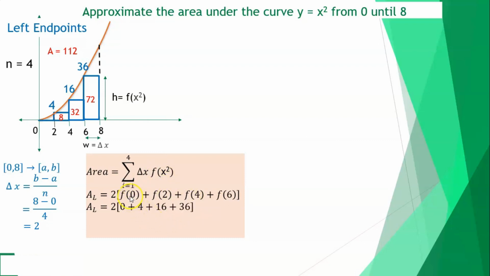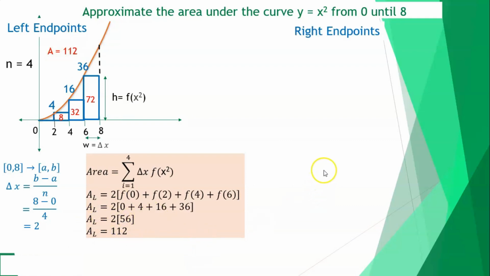So 0 squared is 0. 2 squared is 4. 4 squared is 16. And 6 squared is 36. Add all of this and that becomes 56. 2 times 56 is 112. So that's how you do it.